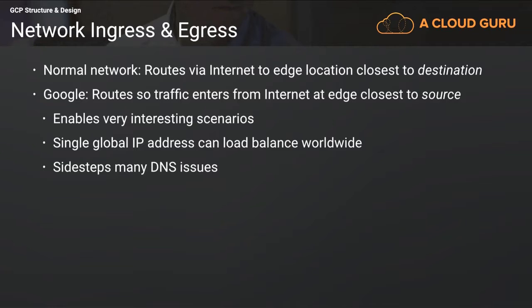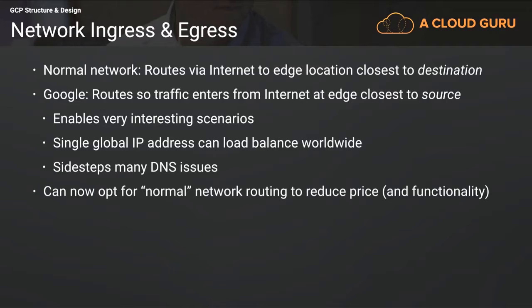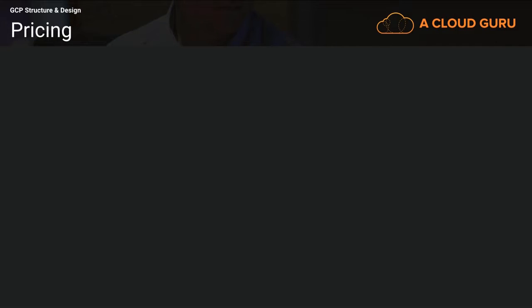And because you can work with global IP addresses, this can sidestep a lot of issues with DNS. Now, GCP used to have just one mode, where data would spend as much time as possible inside the private network. But it's now possible to opt for a normal network routing policy to reduce the price somewhat, of course also reducing the functionality. And this is a good time to talk a bit about how pricing works.